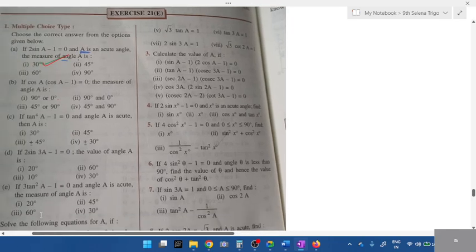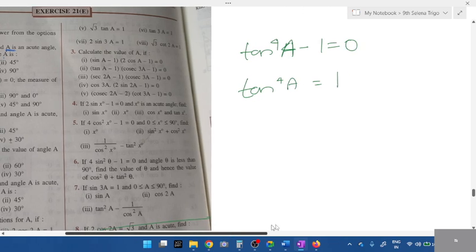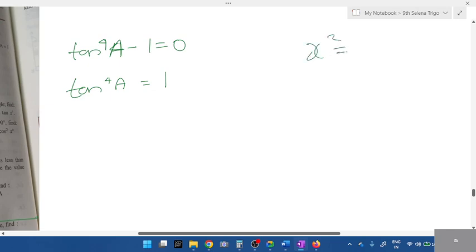Yeah, try the third one, students. What is given in the third one? Tan to the power 4 of A minus 1 is equal to 0. So which one do I have to shift to the other side? It becomes plus 1. Now I'll ask you a question. X square is equal to 4, students. I don't need square, I just need x. What happens to square if it goes to the other side? Square root. Very good.